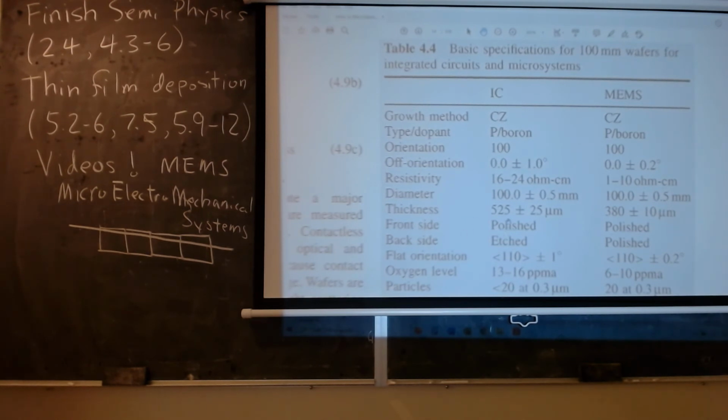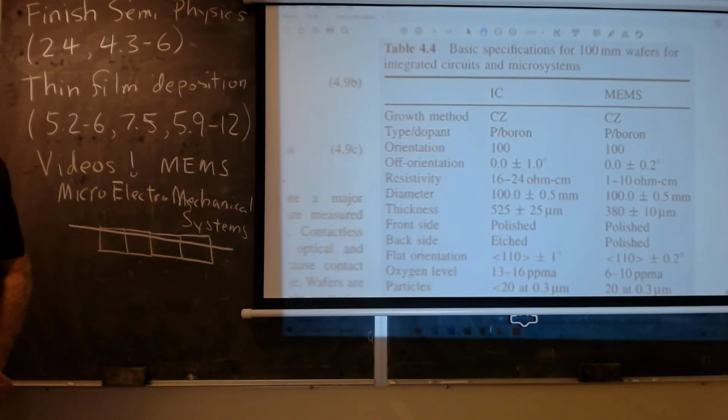not the front side. Obviously, the front side is always going to be polished because you have to fabricate your devices on a pristine surface. But the back side of the wafer can be either polished or what's called etched. If it's polished, essentially you can fabricate devices on either side. If it's etched, obviously you can't. Etched means you have a roughened surface on the back.